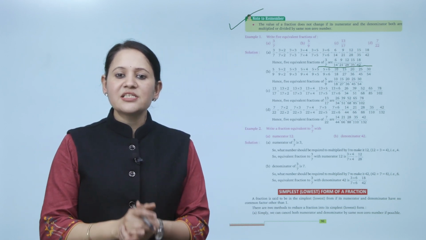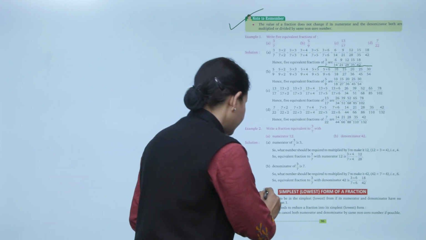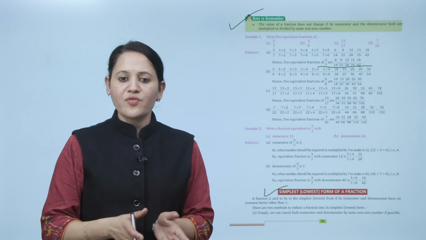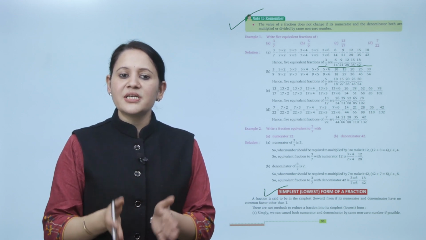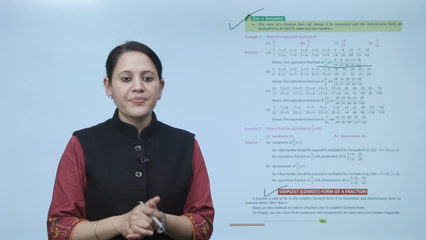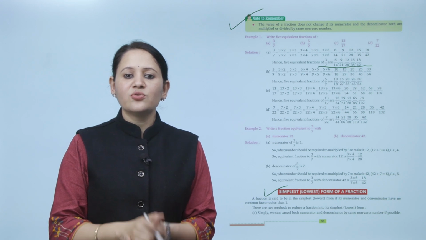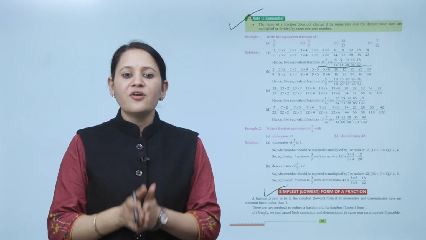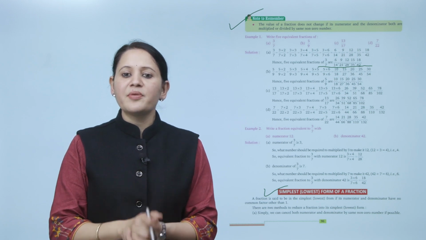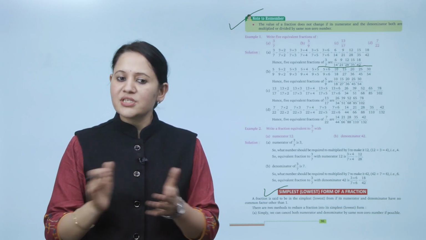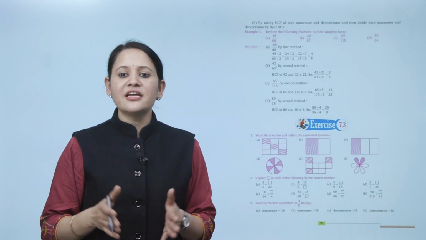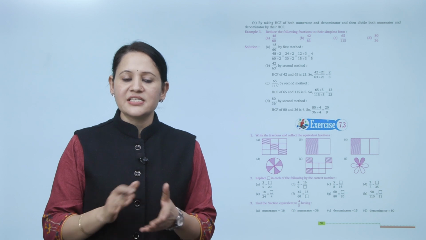Next is the simplest or lowest form of a fraction. A fraction is said to be in simplest or lowest form if its numerator and denominator have no common factor other than 1. There are two methods to reduce a fraction into the simplest or lowest form. First is simplify. We can cancel both numerator and denominator by the same non-zero number if possible. Or, by taking the HCF of both numerator and denominator and then dividing both by the HCF.